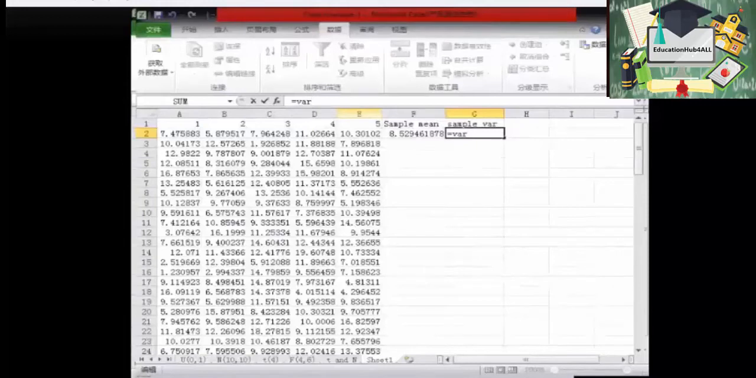Here we want the sample variance. We click the second one. So you can understand the P as the population, and S as the sample. Then it's easy for you to understand. We click VAR.S, and then we select the 5 numbers. So we have the mean, we have the variance.